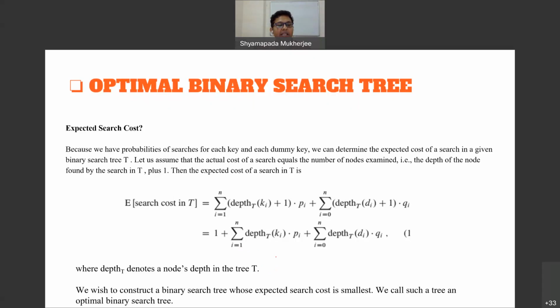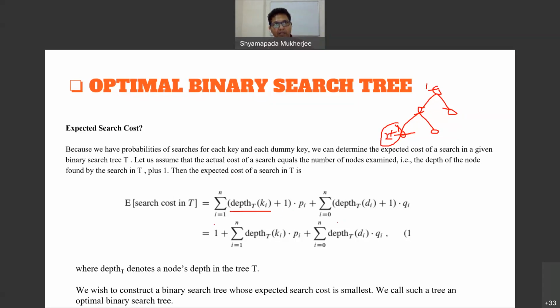Suppose we have a tree like this, and we want to find this node. How many nodes do we need to visit? 1, 2, 3. The depth of this node is 2, and we visit one more node, so that is 2 plus 1, that is 3 nodes we visited. In this way the total search cost for all successful searches is the sum of (depth of the key ki plus 1) times pi, the probability associated with each key ki.